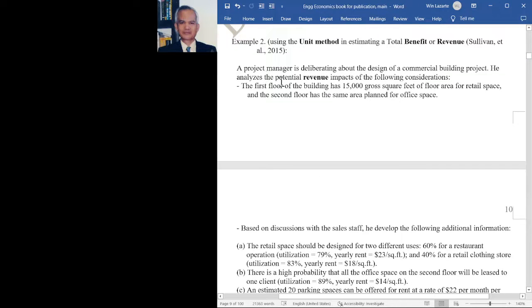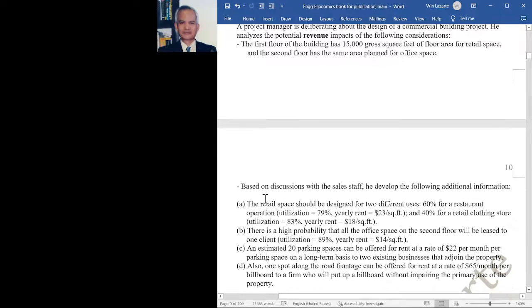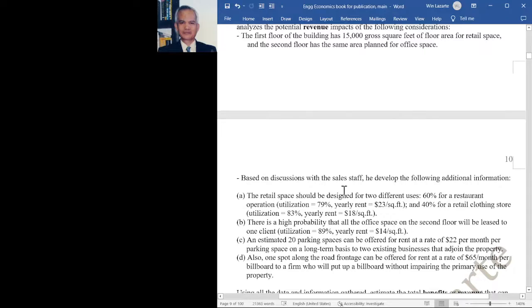A project manager is deliberating about the design of a commercial building project. He analyzes the potential revenue impacts of the following considerations. First, the first floor of the building has 15,000 gross square feet of floor area for retail space, and the second floor has the same area planned for office space. Based on discussions with the sales staff, he developed the following additional information.